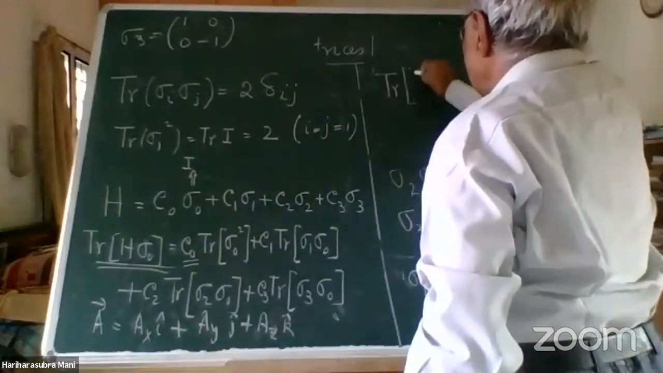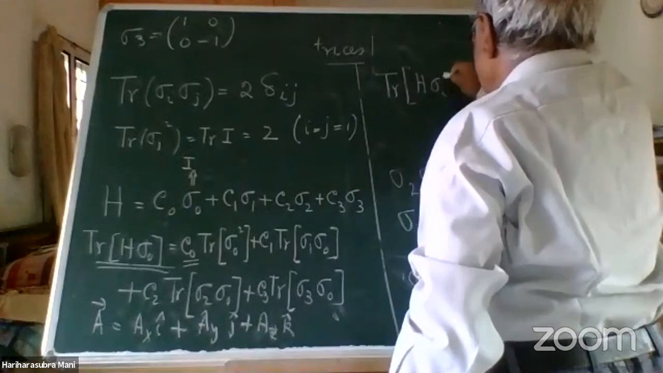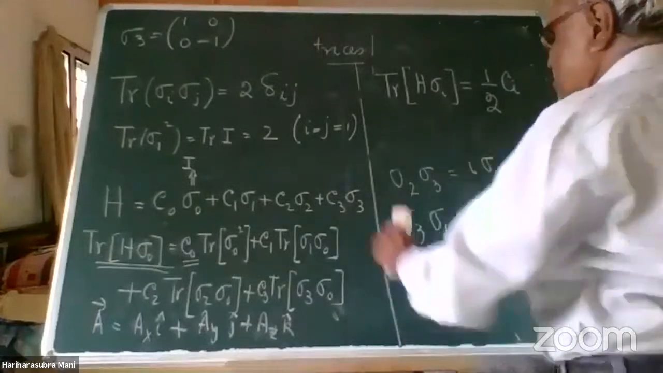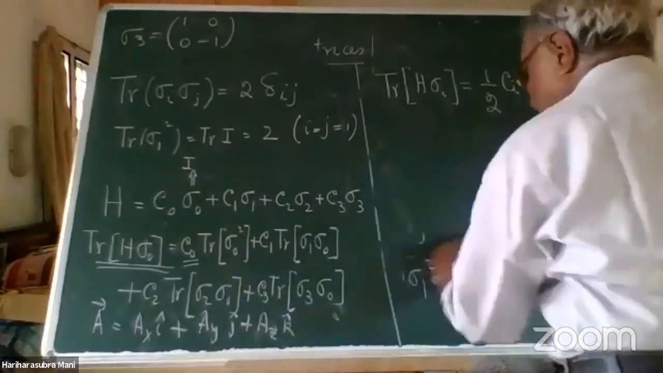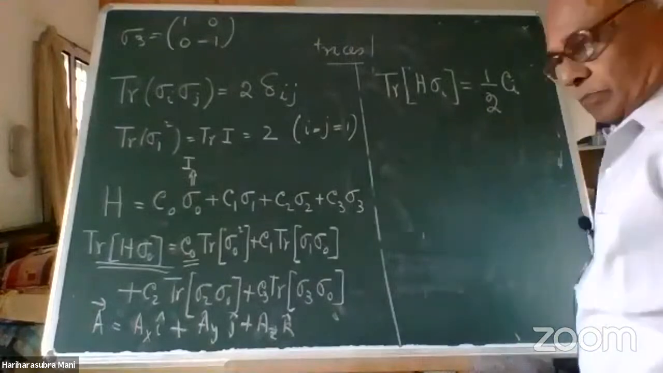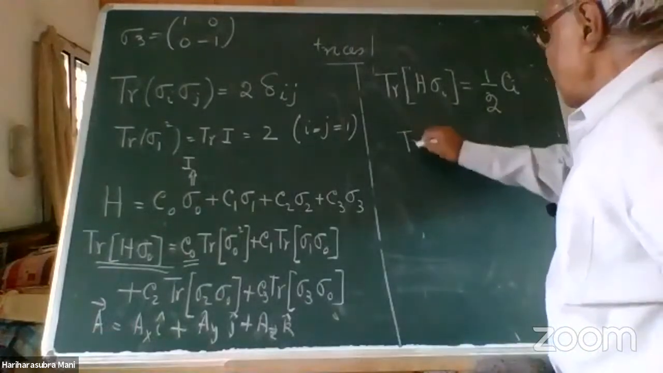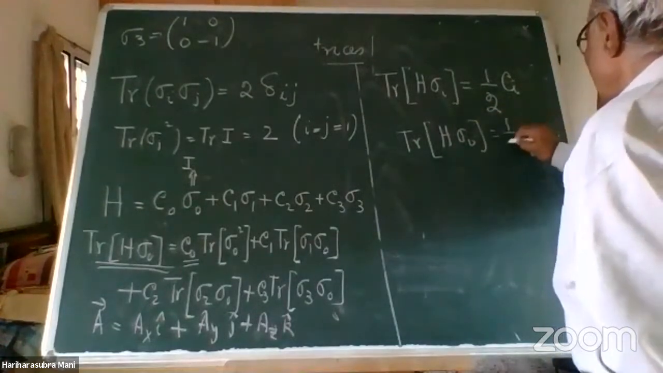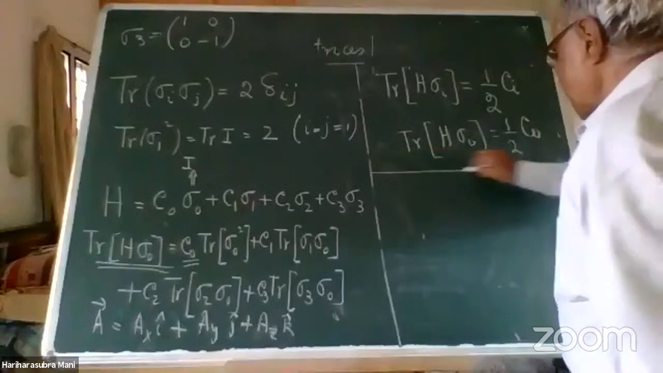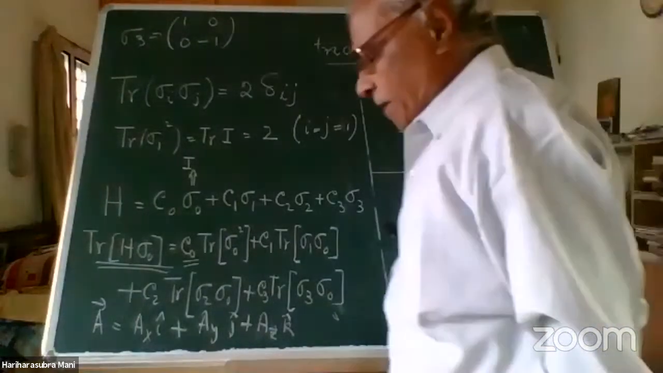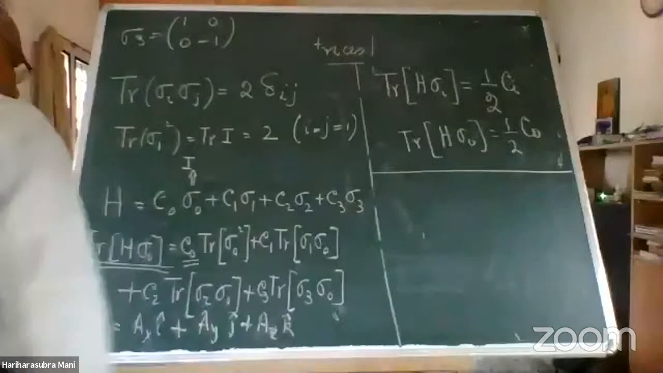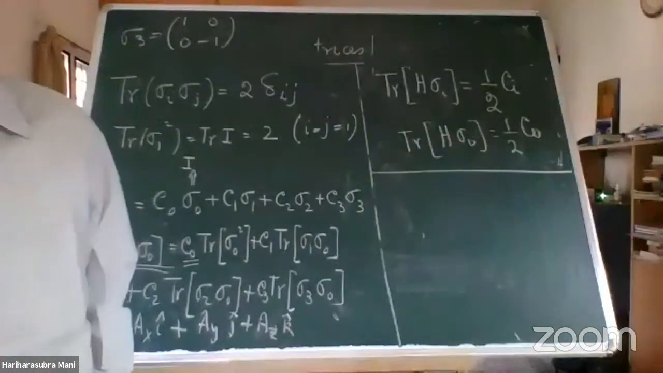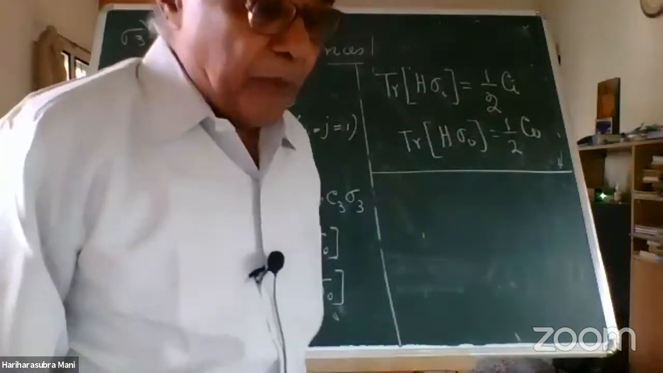Trace of H sigma i is equal to 2 C i, and trace of H sigma 0 is equal to 2 C0. We will need this when I discuss the density matrix tomorrow. Okay, for the next 5 minutes I want to discuss something else: functions of matrices.